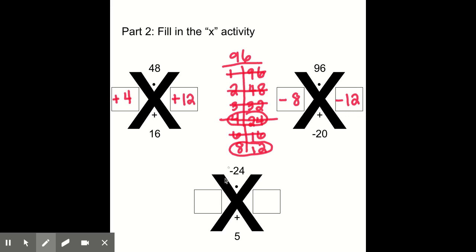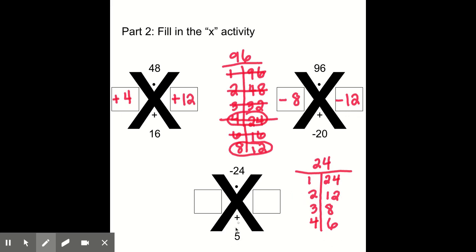All right, last example here. We have negative 24 and positive 5. So list your factor pairs for 24 using your T-chart. So we have 1 times 24, 2 times 12, 3 times 8, 4 times 6, 5 doesn't work, and brings us back to 6, which we already listed. Therefore, these are our options.